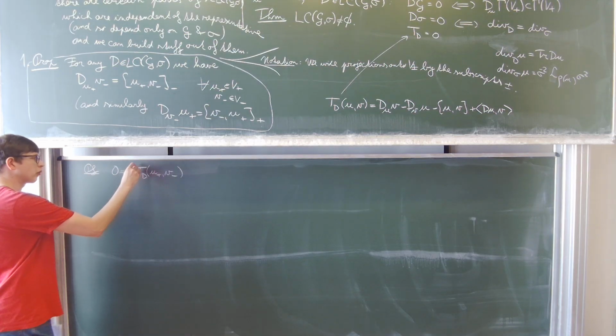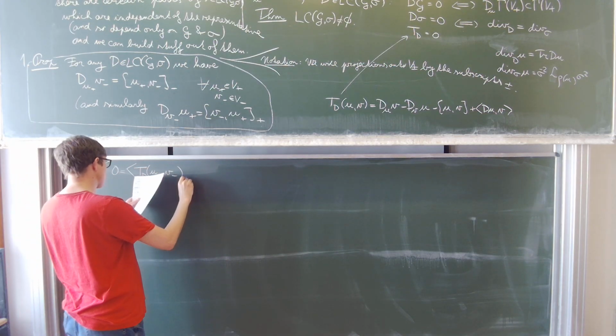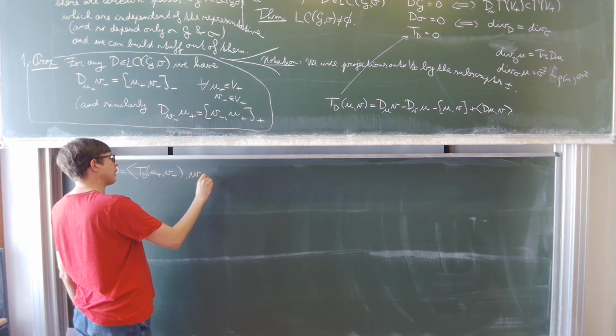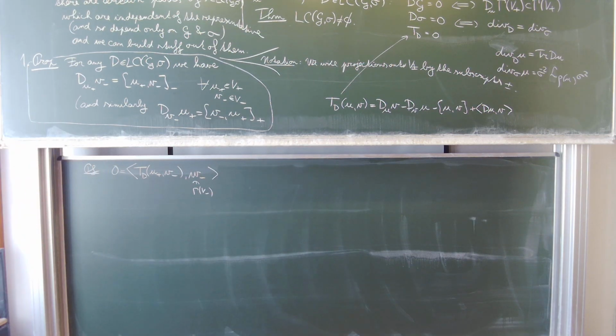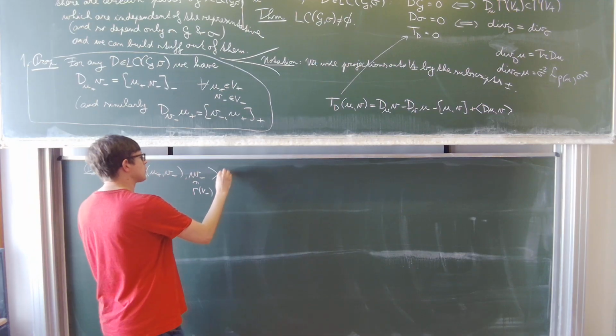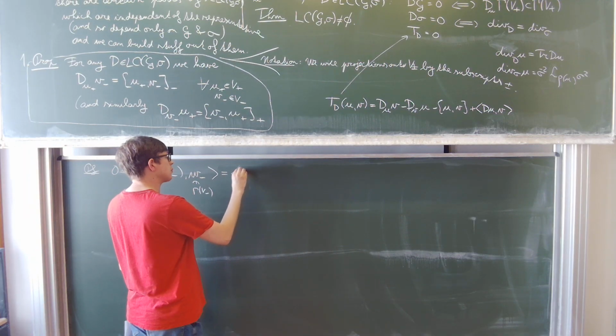So this is again a section of the Courant algebroid. I can pair it with something, and I choose that something to be in V minus. So this is in the sections of V minus. And then I just look at the definition. And what does the definition say?